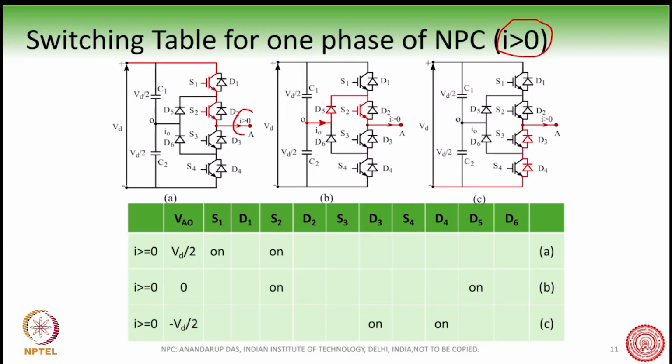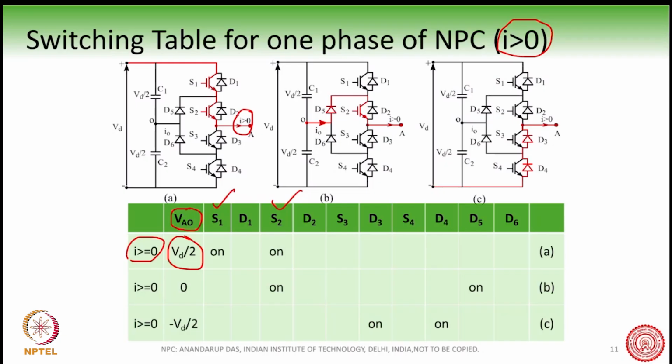So let us take a condition where I is greater than 0. That means this current is flowing out. Suppose we want to get Vd by 2 with respect to this VAO voltage, at the output. So which are the switches we will turn on? Of course, we will give the gate pulses to S1 and S2, and since the current is greater than 0, the two IGBTs will conduct.